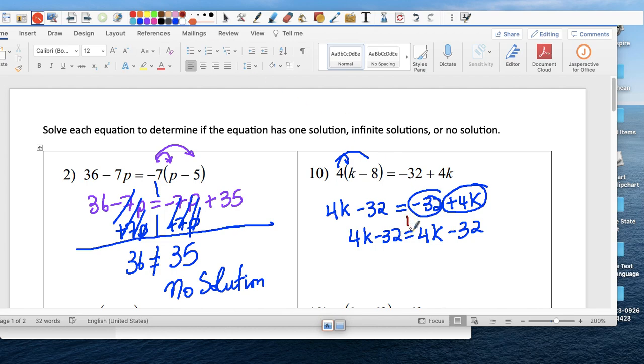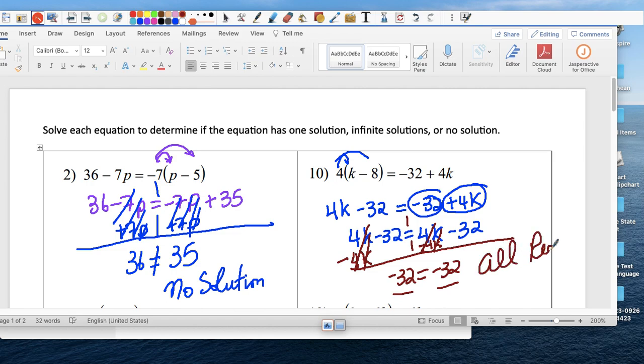So if you wanted to continue, as far as we go, we can now get rid of the 4k, right? One of them. We're going to do minus 4k here, minus 4k here. The 4k's are going to go. Minus 32 is going to be left over here, and the same thing here. Minus 32, and notice that they're equal to each other, right? So that tells you that whatever value of k it is, they're going to give me the same exact answer on the left and the right side. So this is all real numbers.